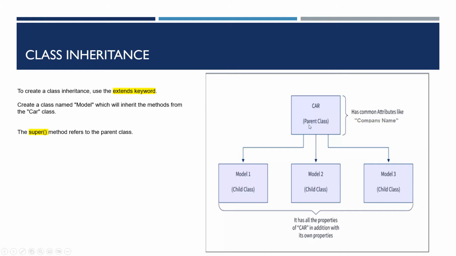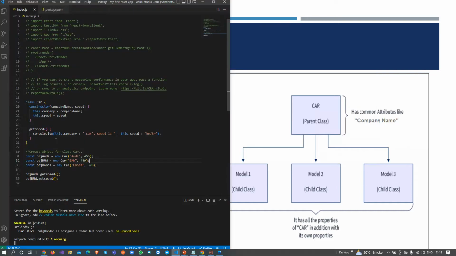But you can see here, this is a parent class car, and this is model 1, model 2, and model 3. Let's assume that I have a few common properties which I need to pass to all the child classes, like company name, or the speed of the car. So we can write the common functionality in the parent, and we can inherit it in the child classes. And if we need to access the parent class methods, we need to write the super keyword. So I will do a practical example here.